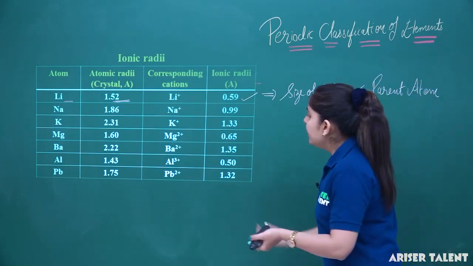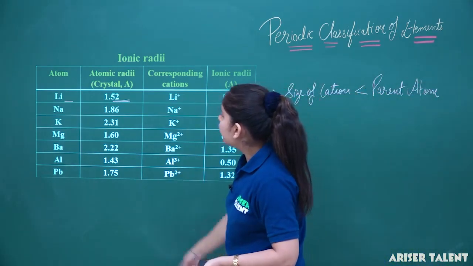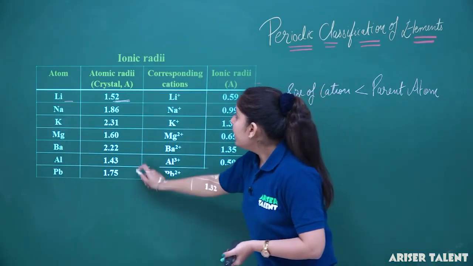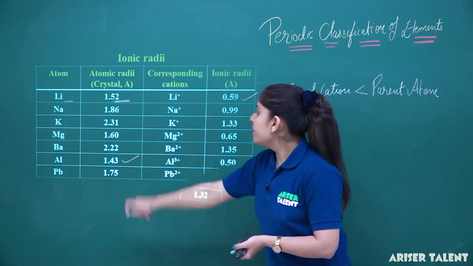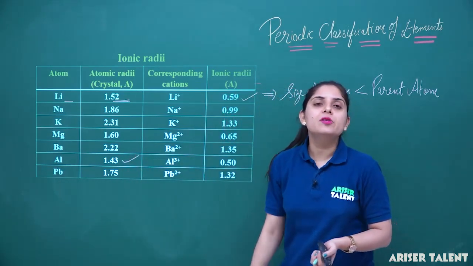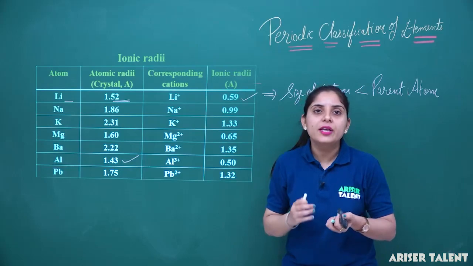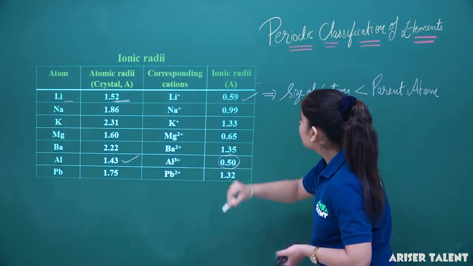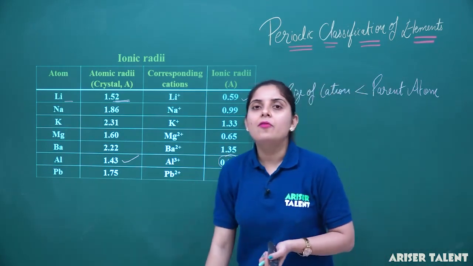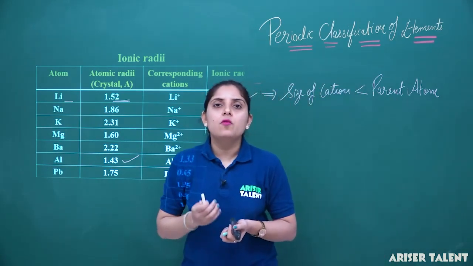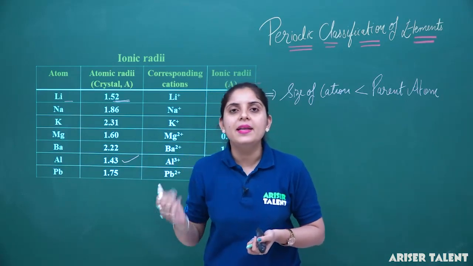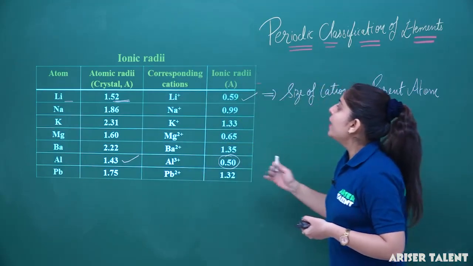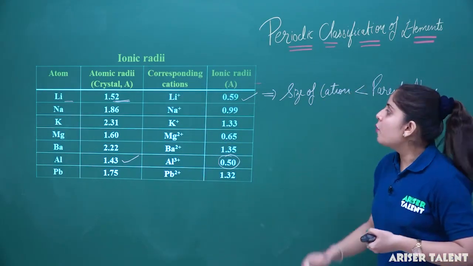Now let us consider one more example here. Suppose I am taking aluminium. In the case of aluminium, its atomic radius is 1.43. If aluminium forms a cation by losing 3 electrons, we can see that the size is reduced to 0.50. So this trend shows that after forming a cation, the size of the cation will be smaller than the parent atom, and after forming an anion, the size will be greater. So this is the trend of ionic radii in tabular form.